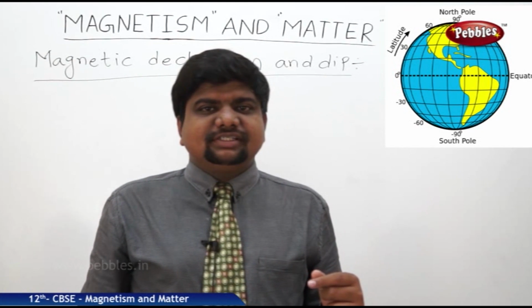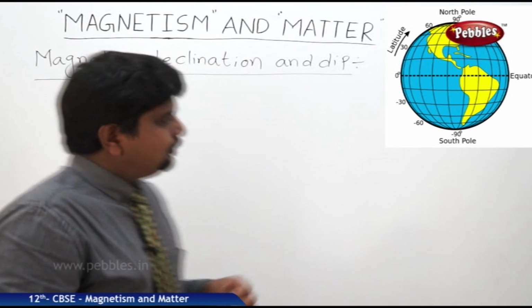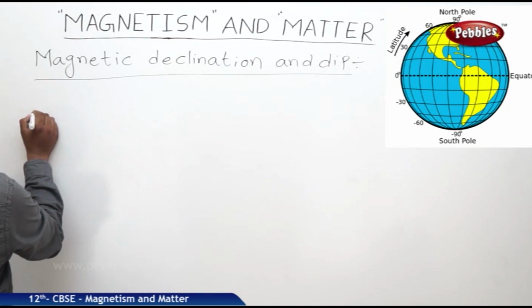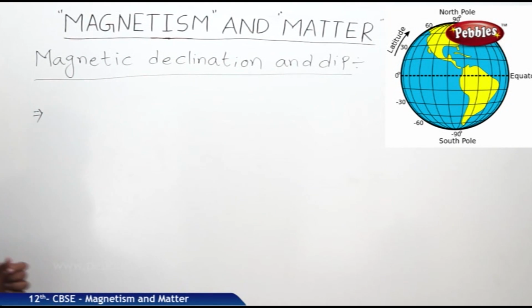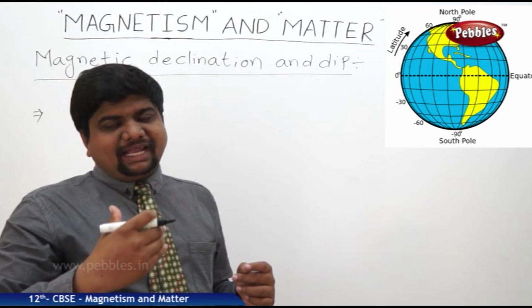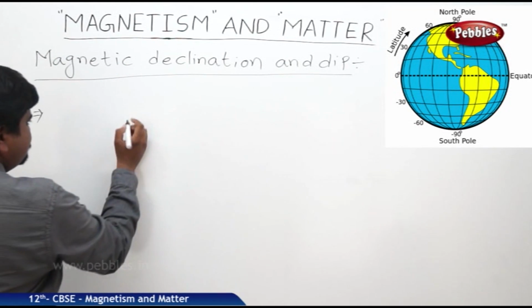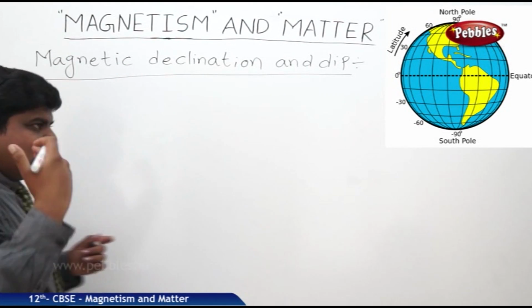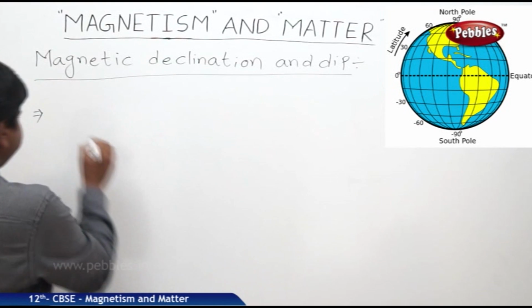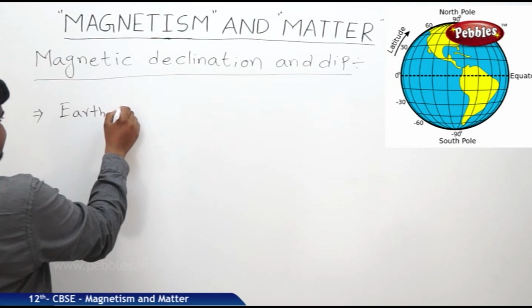Now we are going to discuss magnetic declination and dip. Previously we have seen the direction of the geographic north and south poles and the direction of magnetic north and south poles. So it will be like this. Suppose we are considering Earth as a sphere, a spherical surface.